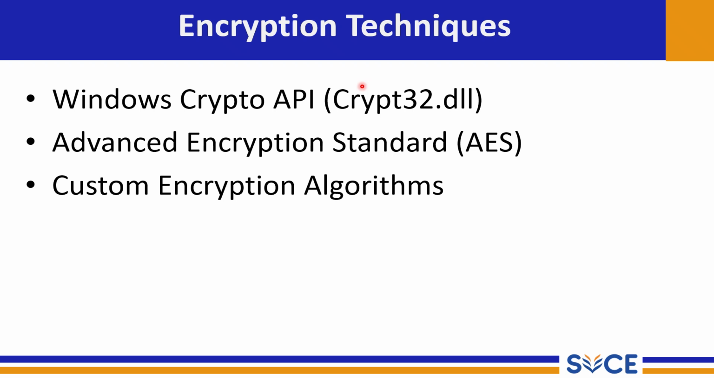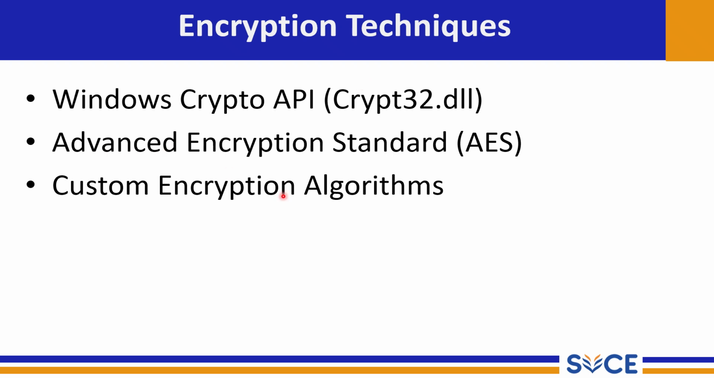And next, encrypting the data: CryptEncrypt(hKey, 0, 1, 0, data, &dataLength, dataLength). And for decrypting the data: CryptDecrypt(hKey, 0, 1, 0, data, &dataLength). And next, for releasing the resources, CryptReleaseContext, where you pass hProv, 0, and CryptDestroyKey, where you pass hKey. Okay.